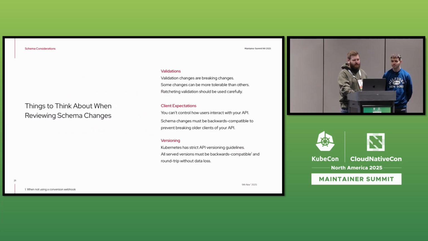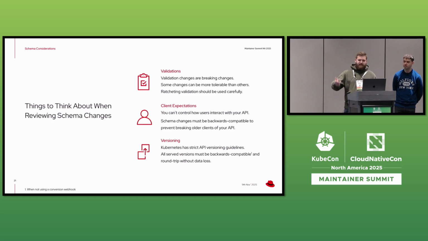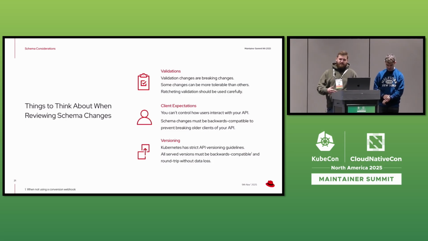So one of the things to think about for schema changes is when you make changes to your validations, it's great to have admission time validations because you get faster user feedback cycles on invalid values. But when you change those, they're technically breaking changes. Some of those breaking changes are more tolerable than others, so they're generally seen as backwards compatible.